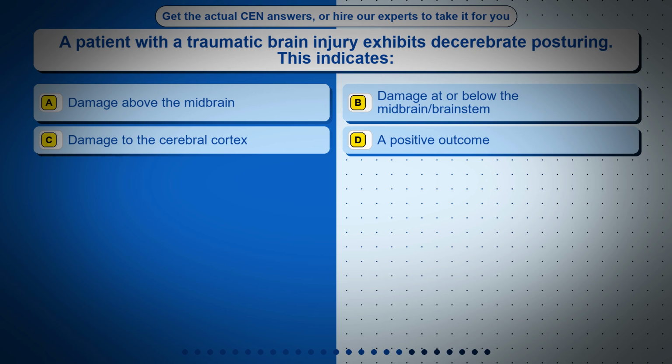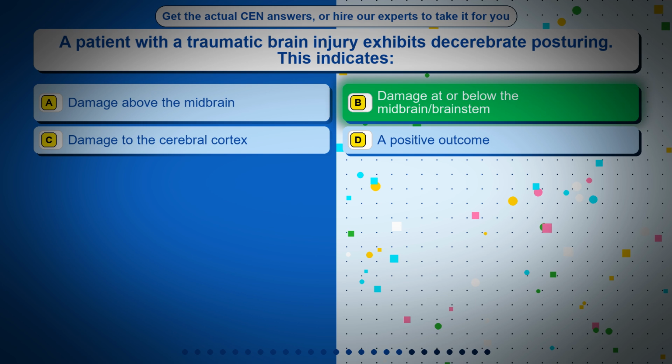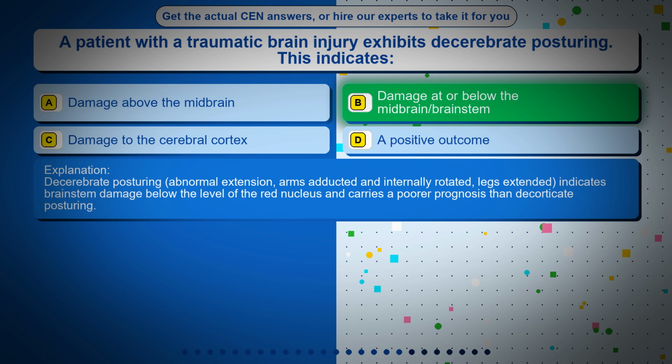This indicates option A, damage above the midbrain; option B, damage at or below the midbrain/brainstem; option C, damage to the cerebral cortex; option D, a positive outcome. The correct answer is option B, damage at or below the midbrain/brainstem. Decerebrate posturing, abnormal extension, arms adducted and internally rotated, legs extended, indicates brainstem damage below the level of the red nucleus and carries a poorer prognosis than decorticate posturing.